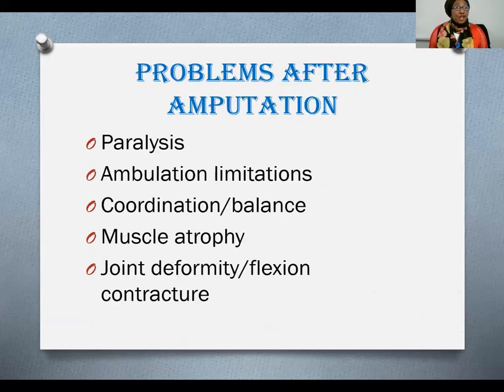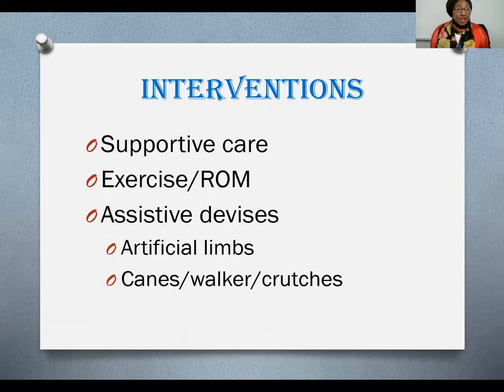Problems after amputation: paralysis, ambulation limitations, coordination, balance, muscle atrophy, joint deformity, flexion contractures. So these are problems that can result from amputations. Interventions include supportive care, exercise, range of motion, and assistive devices, which include artificial limbs, cane, walker, and crutches.